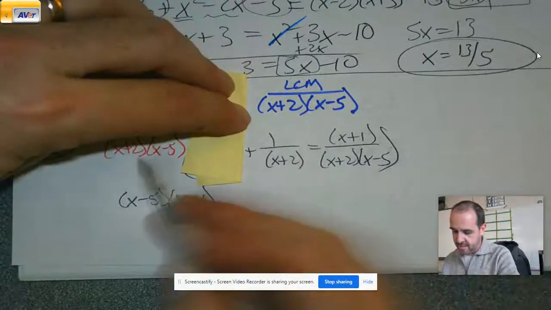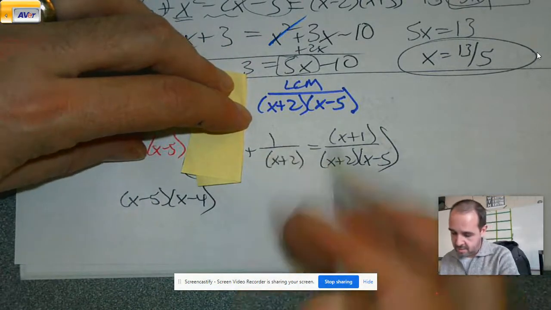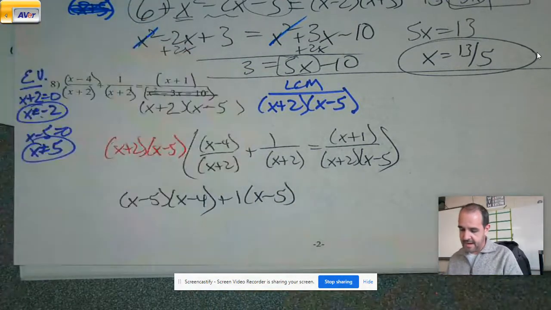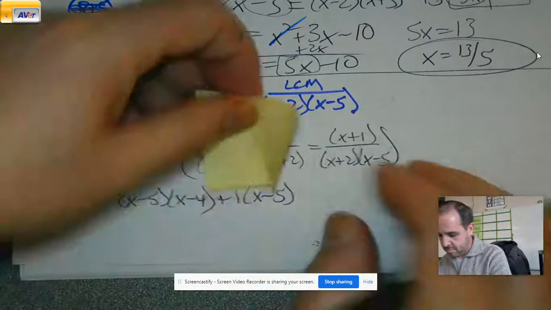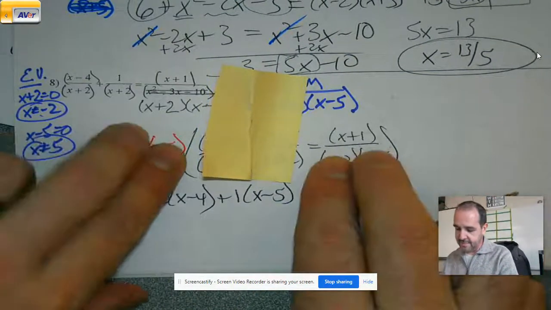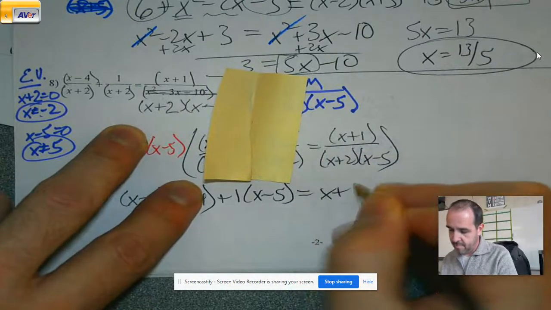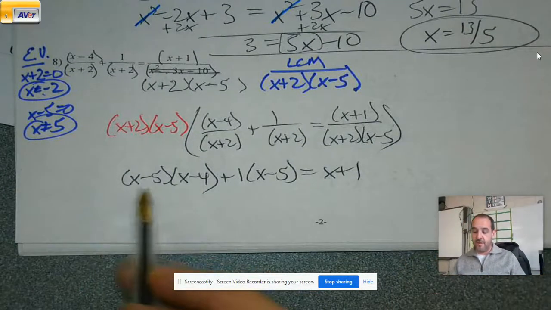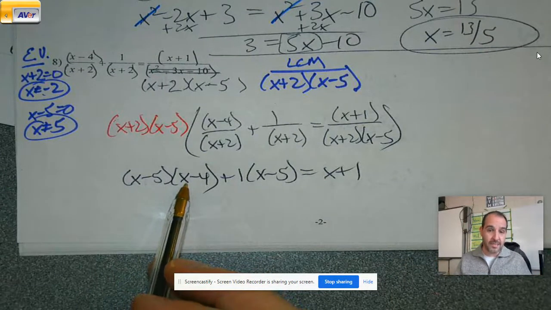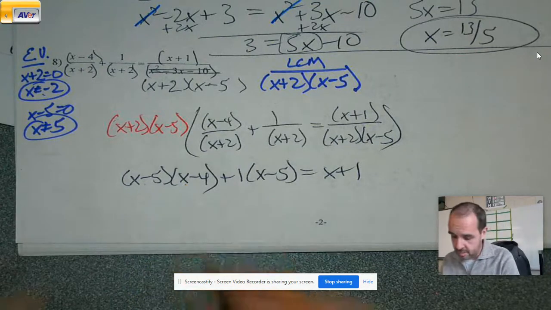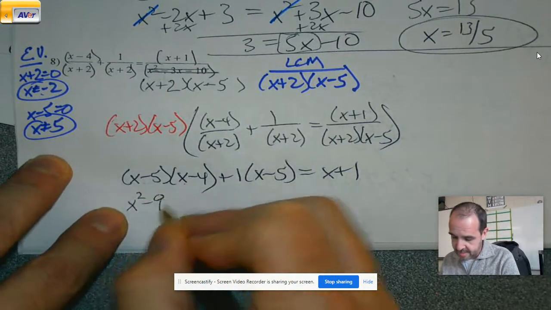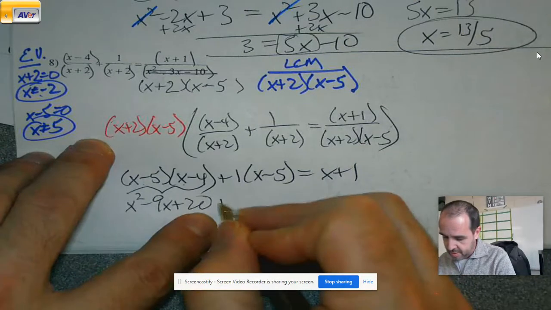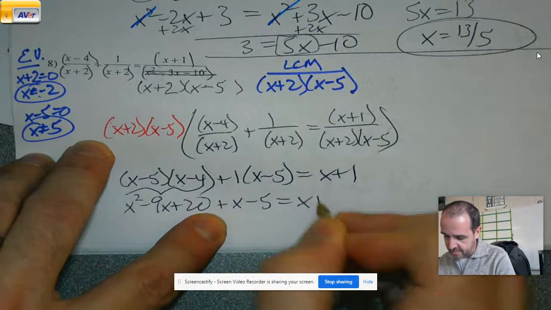So then I got the next one here. The x plus 2's cancel. So I've got x minus 5. And then I get to the last one. Oh, the x plus 2 cancels and the x minus 5 cancels. The x minus 1. So I got to clean this up. Just like we had up above. FOIL this out. Do not give me x squared plus 20. X squared minus 9x plus 20 would be what that equals when I box or FOIL it out. Plus x minus 5 equals x plus 1.